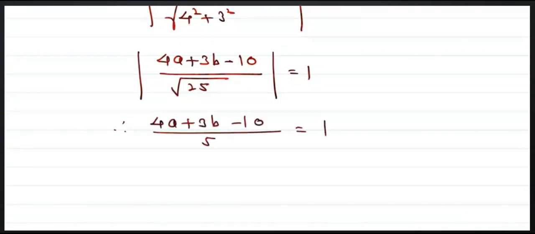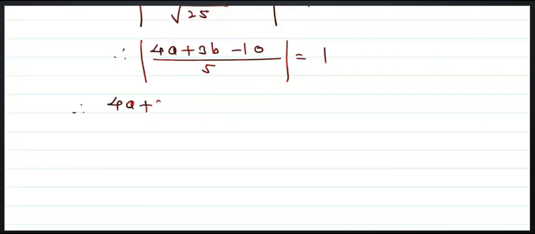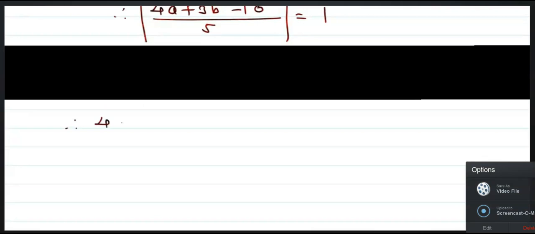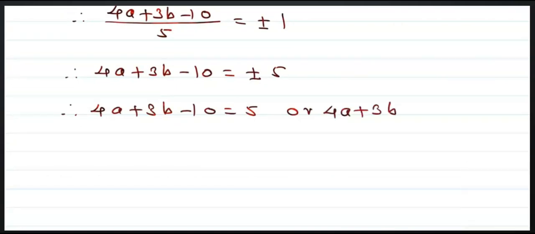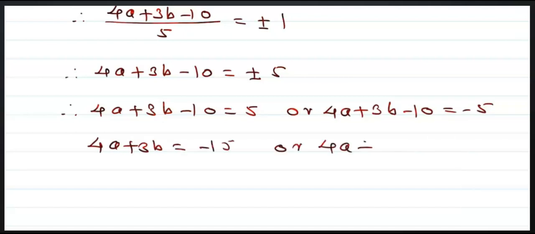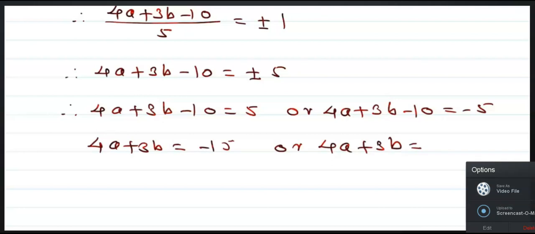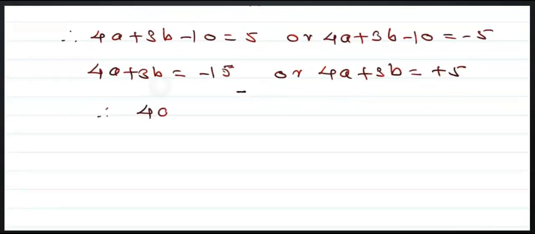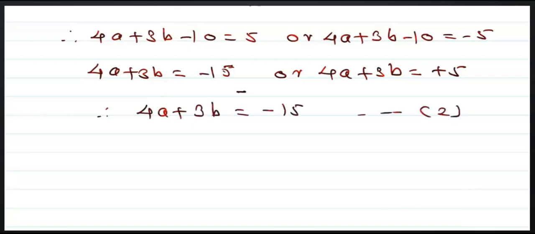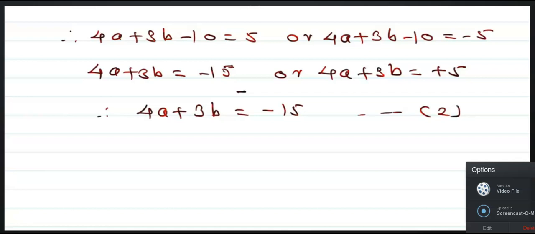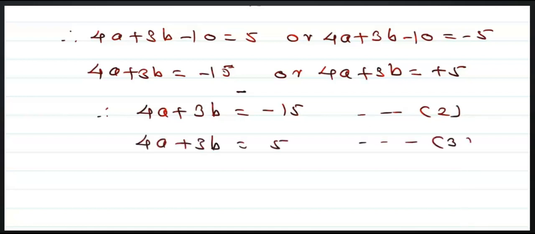4a plus 3b minus 10 upon 5 is equal to plus or minus 1. So 4a plus 3b minus 10 equals plus or minus 5. It is written like this. Once you take plus and another is minus, 4a plus 3b is equal to minus 15 in one case, and 4a plus 3b is equal to 5 in the other. These are the two equations. 4a plus 3b is equal to minus 15, this is number 2. 4a plus 3b is equal to 5, this is number 3.